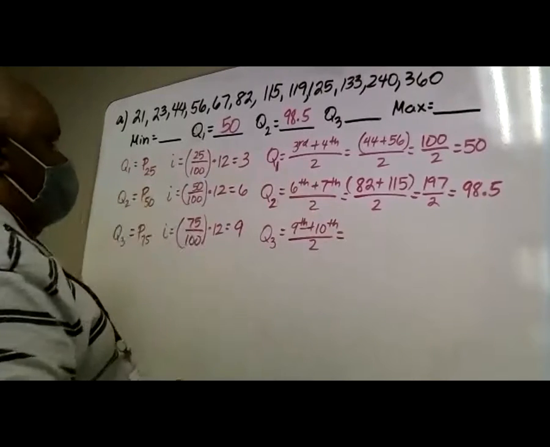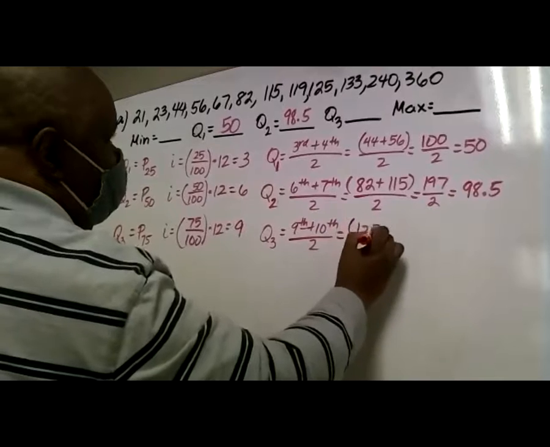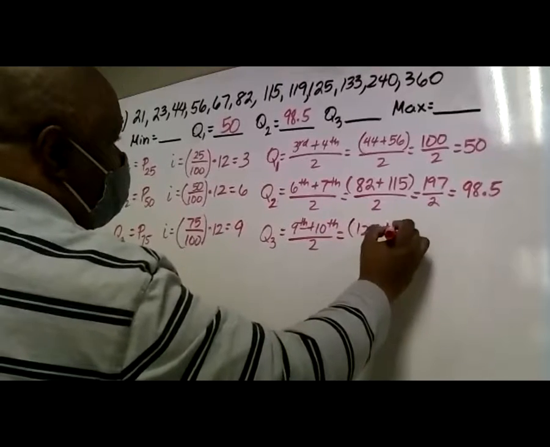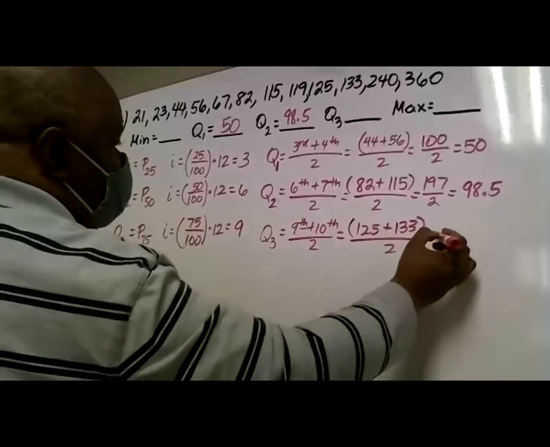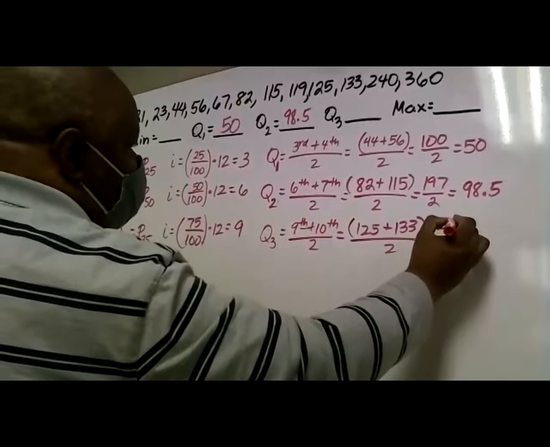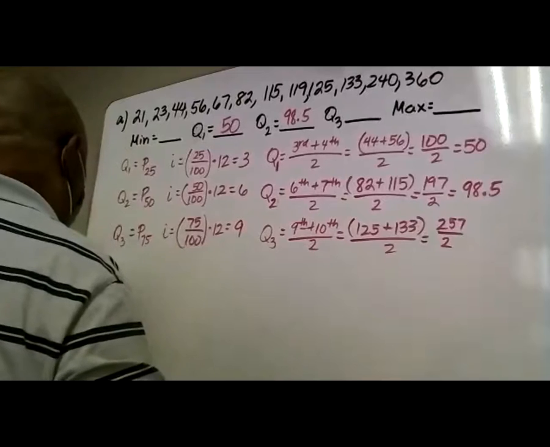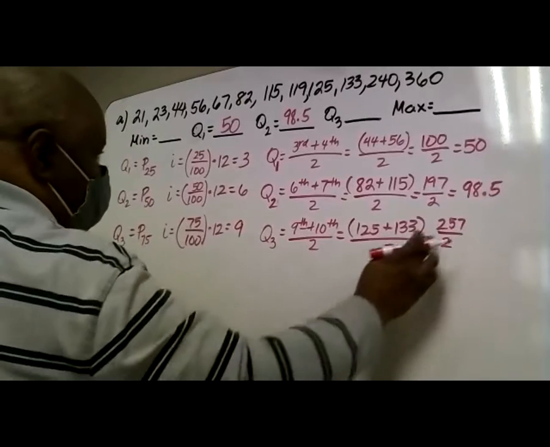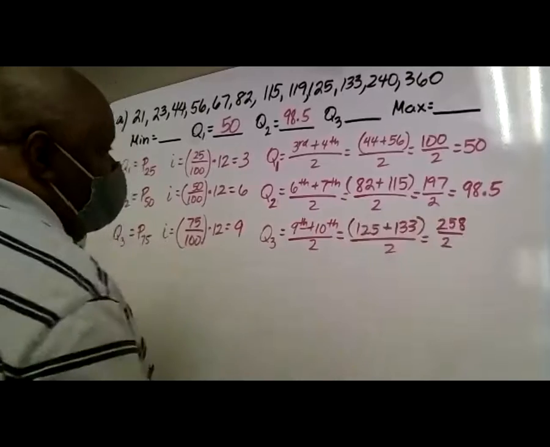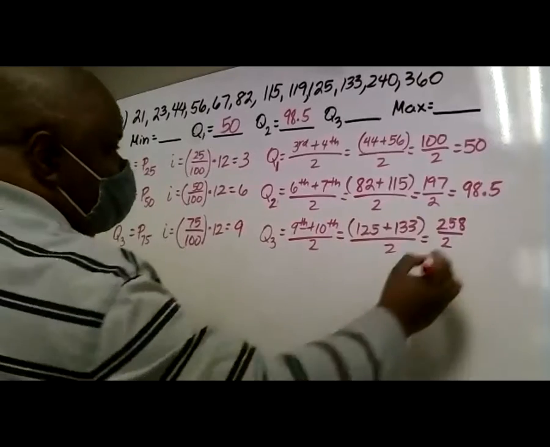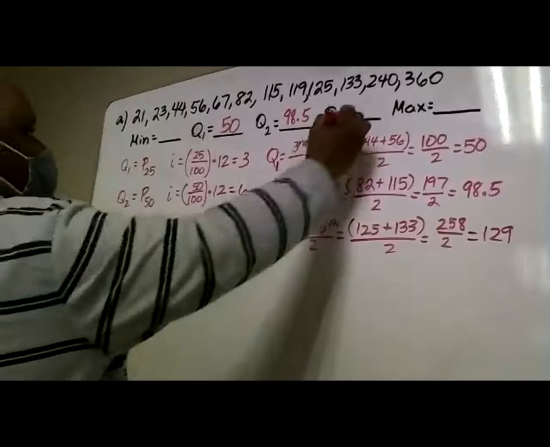What's the 9th number in this data set? 125. And what's the 10th? 133. Divide that by 2. This will be 257 divided by 2. No, take that back, 258. So 258 divided by 2, 129. That's Q3.